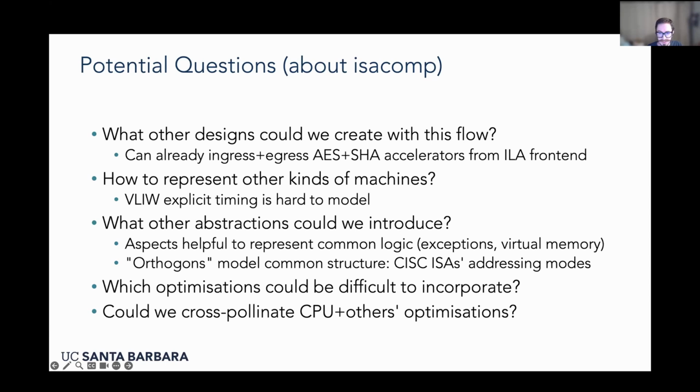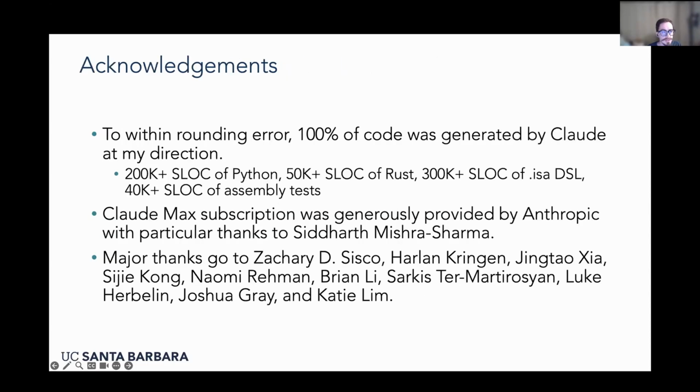Also, the question about how we integrate with other compiler infrastructures is definitely one that is heavily on my mind. As I mentioned, basically 100% of this code is written by Claude. I looked at the repo yesterday and it said something about millions of lines of code. There's about 600,000 lines of code in the repo. This is thanks to a Claude subscription generously provided by Anthropic. I will leave it here and we can move on to our panels.